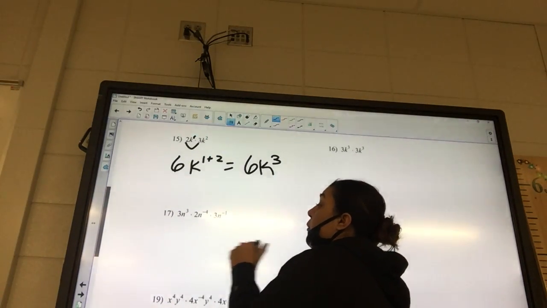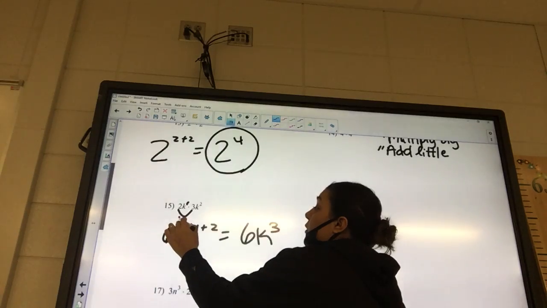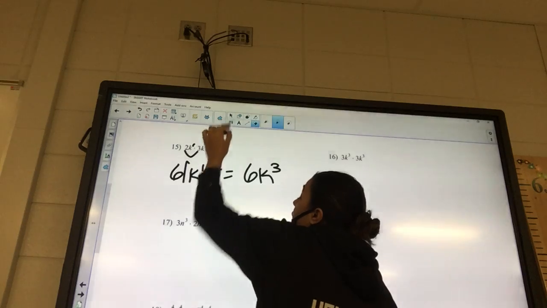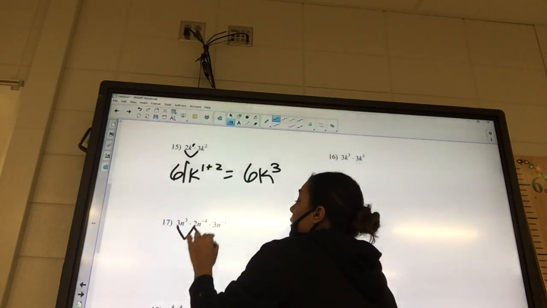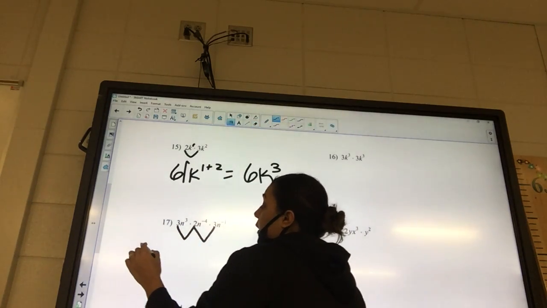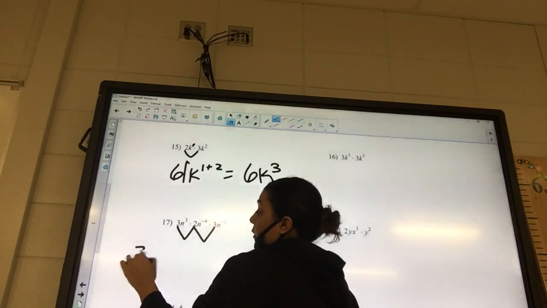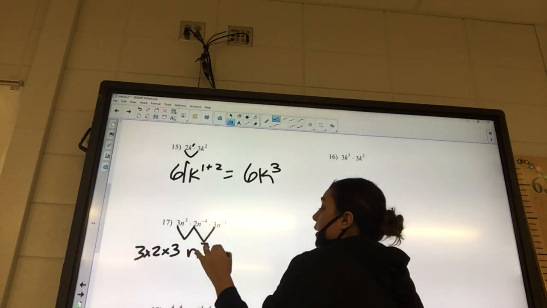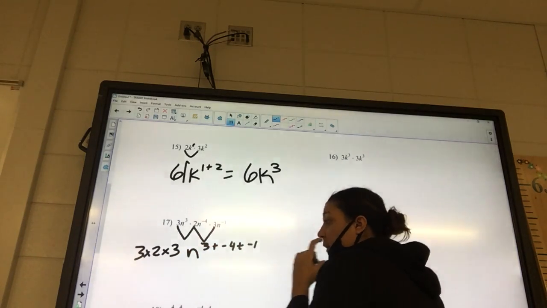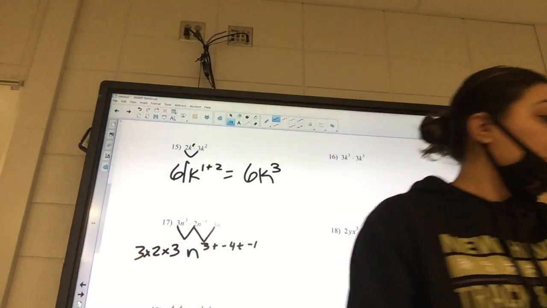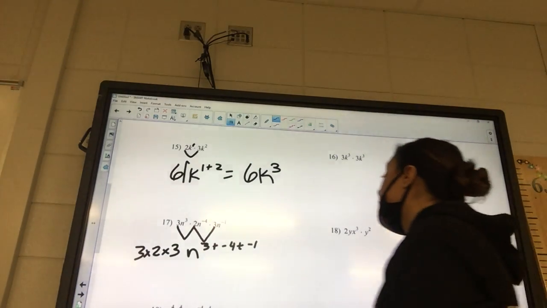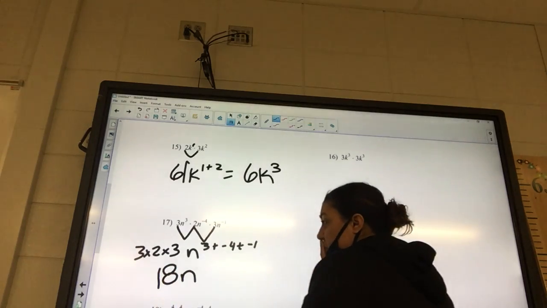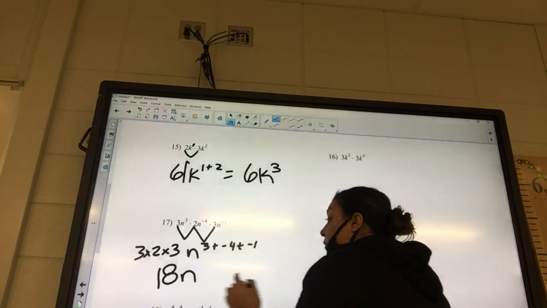Okay, 17. We're gonna multiply the bigs, add the littles. So, 18. It's really gonna be 3 times 2 times 3. So you got 3 times 2 times 3, and I'm just writing this one out, and it's gonna be 3 plus negative 4 plus negative 1. 2 times 6 times 3, it's 18, and to the negative 2.